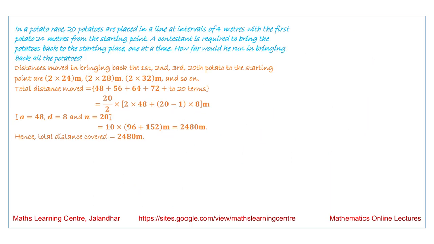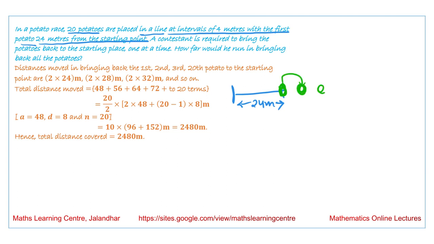Next is, in a potato race, 20 potatoes are placed in a line at an interval of 4 meters, with the first potato 24 meters from the starting point. So this is the starting point that we have. Then at a distance of 24 meters, the first potato is placed, and then 20 potatoes are placed at an interval, this is next, this is next, likewise 20 potatoes are placed, and the distance between them is 4 meters.